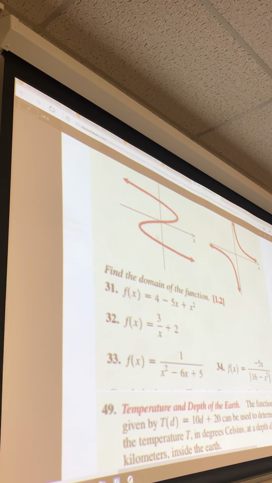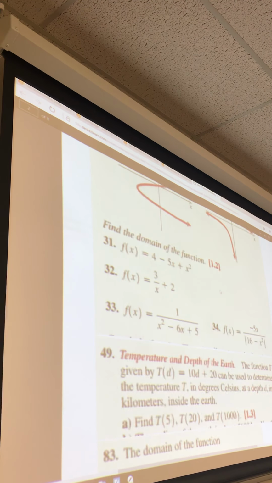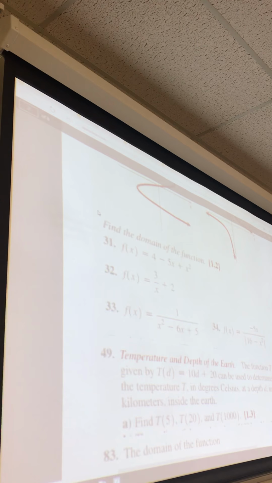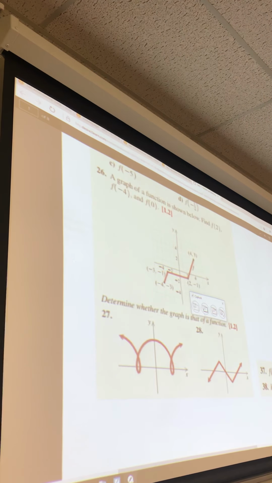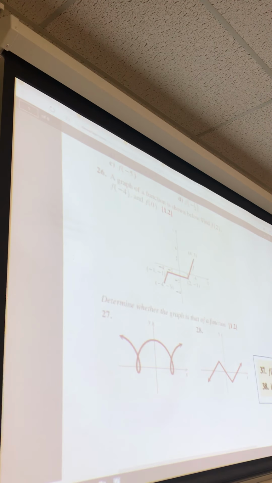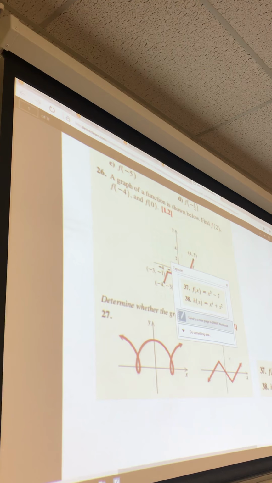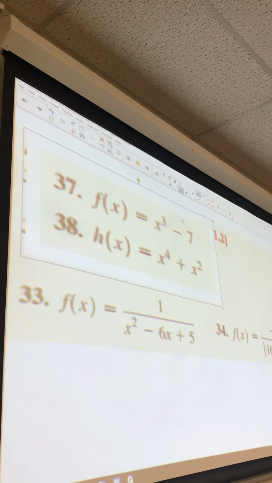Okay. So those are more vertical line tests. When we do have something and we want to find the domain of the function, and we don't have the picture, we don't have ordered pairs, we don't have arrows, we just got the rule in front of us.